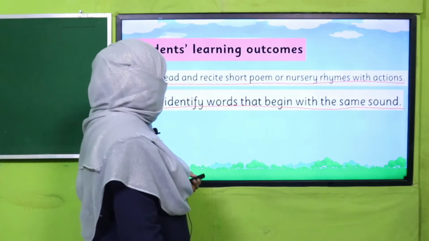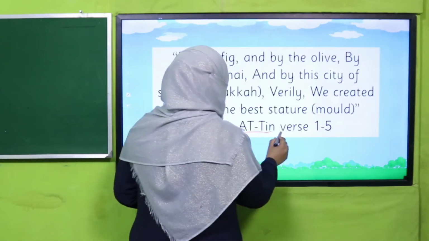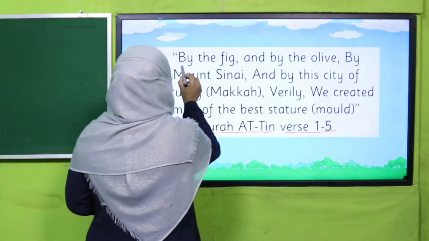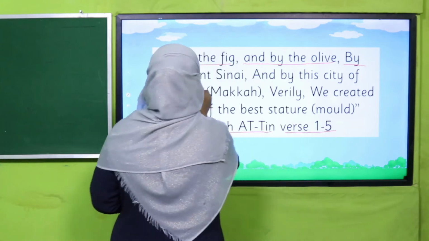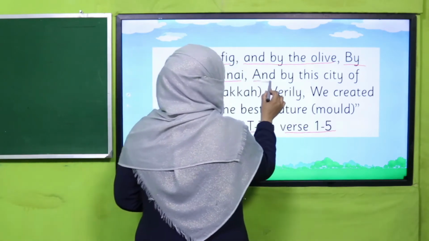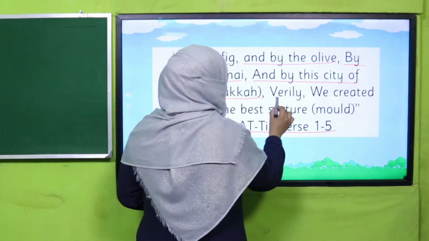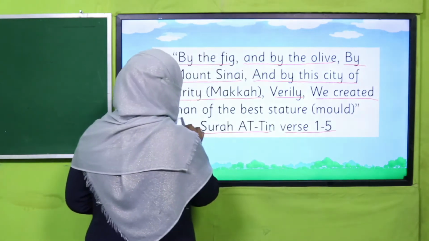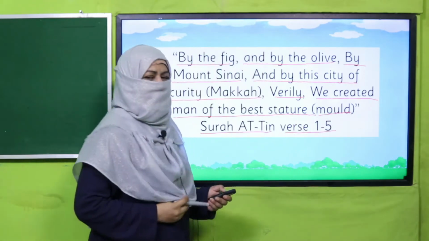Let's start with the name of Allah subhanahu wa ta'ala. Allah mentions in Quran, Surah At-Teen, verse 1 till 5, by the fig and by the olive, by Mount Sinai, and by the city of security, Mecca. Verily, we created man of the best stature, means mold.